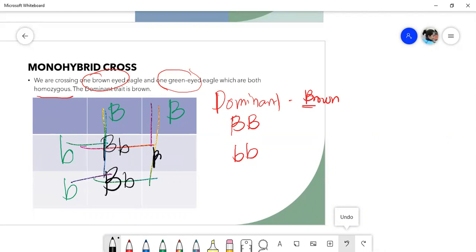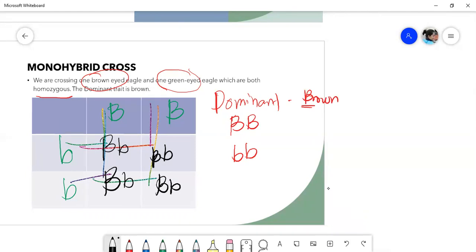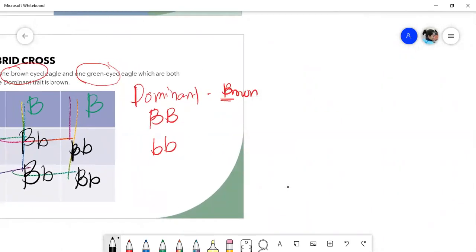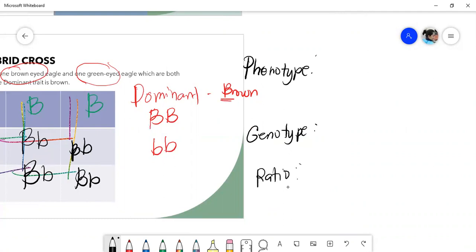Okay? The product would look like that. So, to identify the phenotype, take note that when we say phenotype, that is in physical traits. From the word phenotype, the phenotype is the physical trait. And then we also have your genotype, then your ratio, and your probability. Alright? So let's first start with your phenotype.